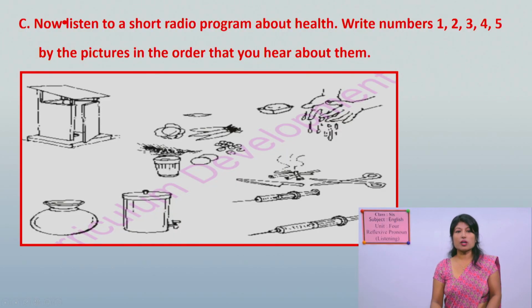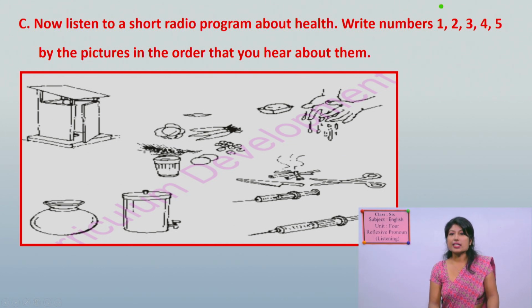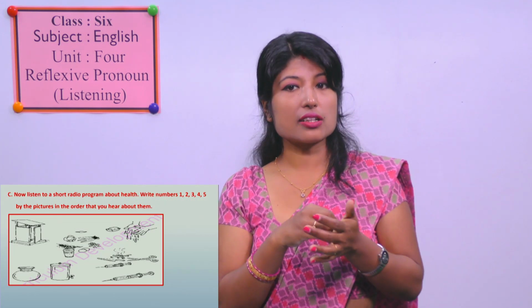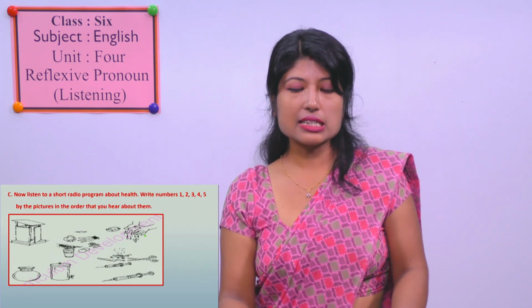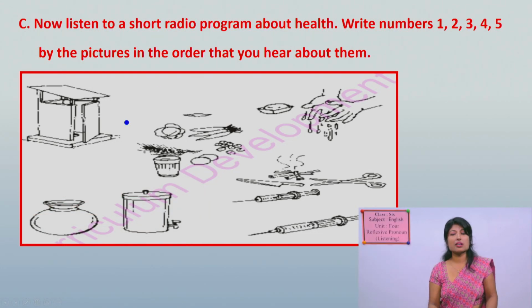Now look at here, the pictures again. What you have to do is listen to the short radio program about health. Write numbers 1, 2, 3, 4 and 5. So these are the pictures and you have to number them. Give numbering according to the discussion that takes place in the conversation. So you are going to listen to the audio and there is a conversation. Let me tell you, in that conversation these things are being talked about, and whichever matter is talked about at the beginning, you have to number that first. Okay, so you have to do numbering.